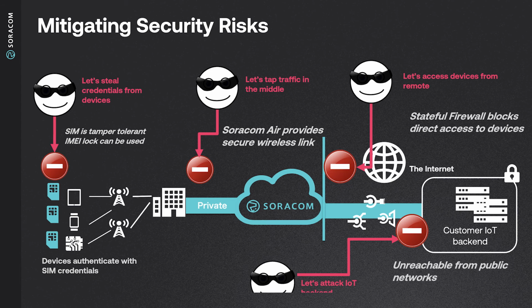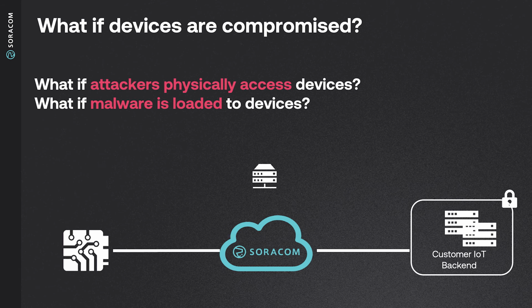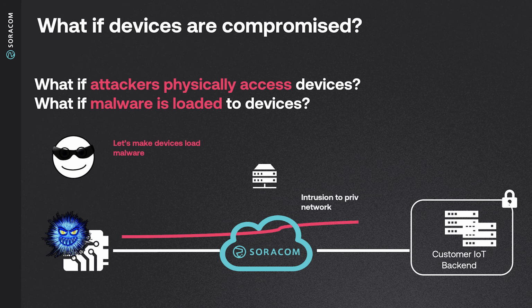However, in case of IoT, there are still risks to consider. What if attackers physically access devices, or what if malware is loaded to devices? In that case, devices who have access to the private network can attack the backend, or leak information to third party, or even attack third-party servers, and your devices could be the attacker in that case.